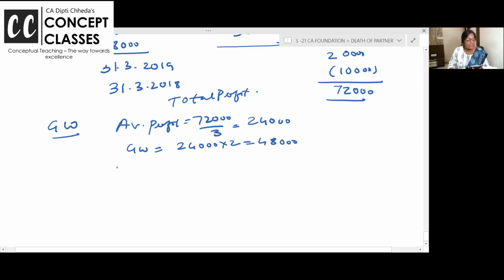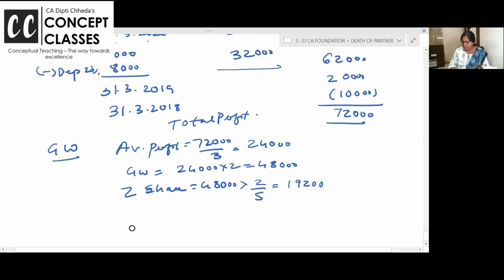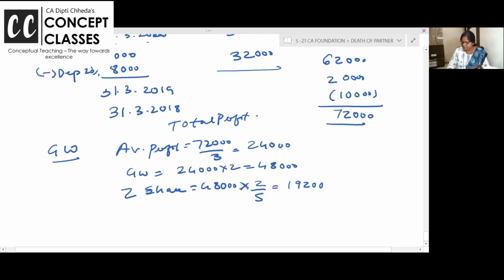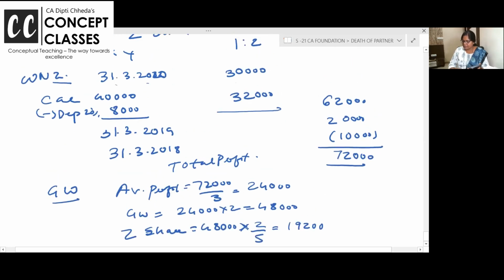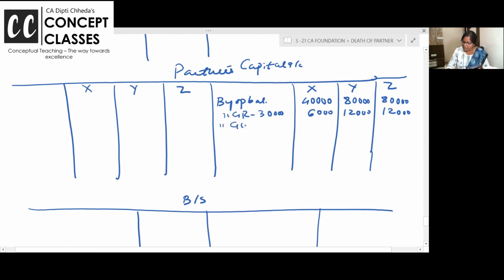Enough of problems we have done. What is the share of Z? Z's share in goodwill. 48,000 में Z का share कितना है? 2/5. 19,200. So this 19,200 goodwill you give them. Goodwill to bracket में लिखेंगे 19,200.